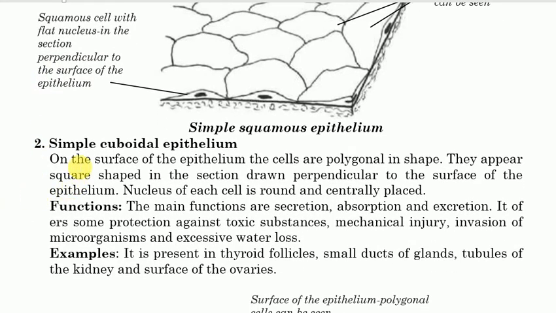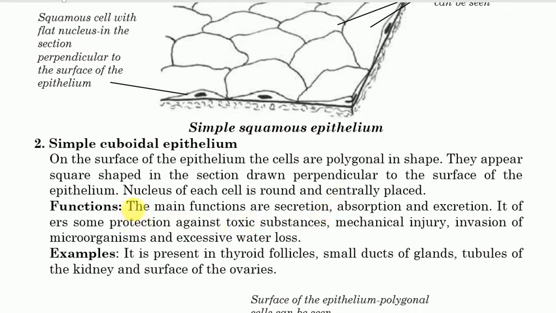Simple cuboidal epithelium. So this is one layer of cuboidal cells. On the surface of the epithelium, the cells are polygonal in shape. They appear to have a certain shape. They appear square shaped in the section drawn perpendicular to the surface of the epithelium. They appear like squares. The nucleus of each cell is round, which is different from where the cells were flattened. It is round and centrally placed.